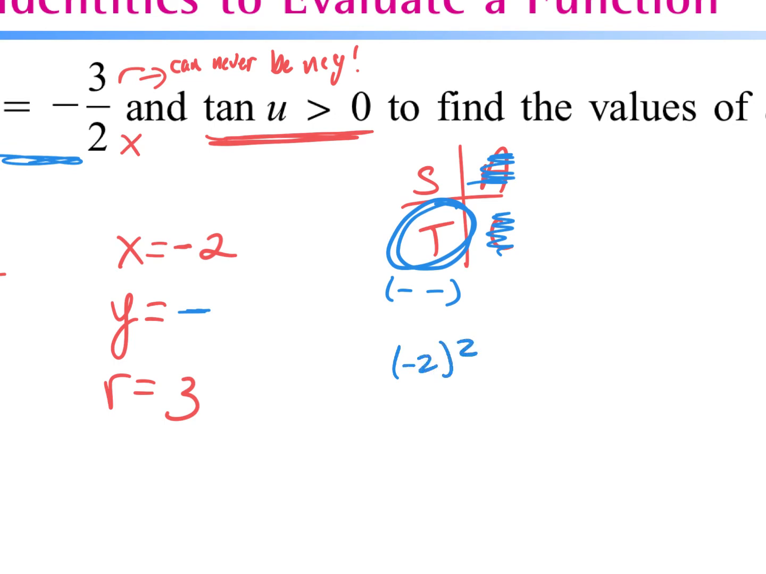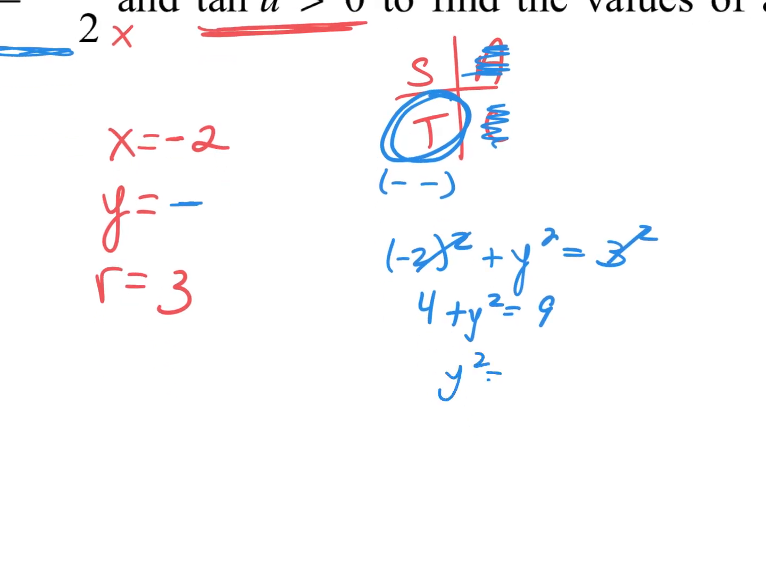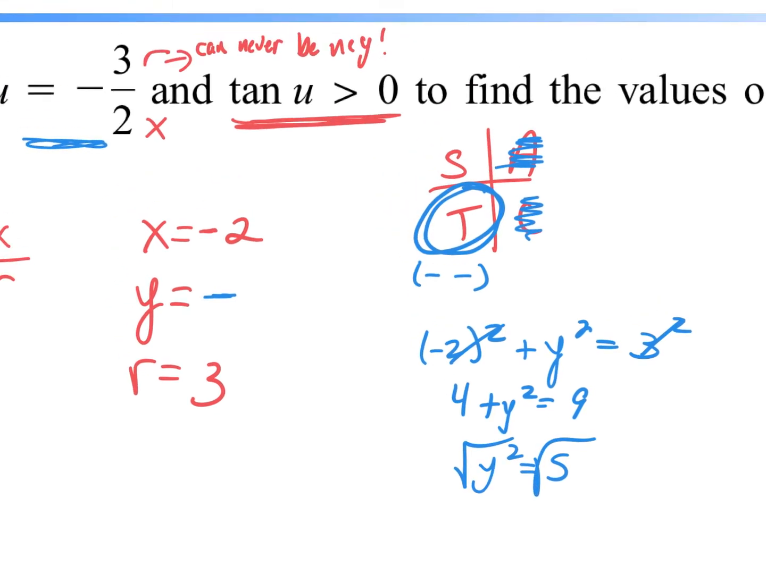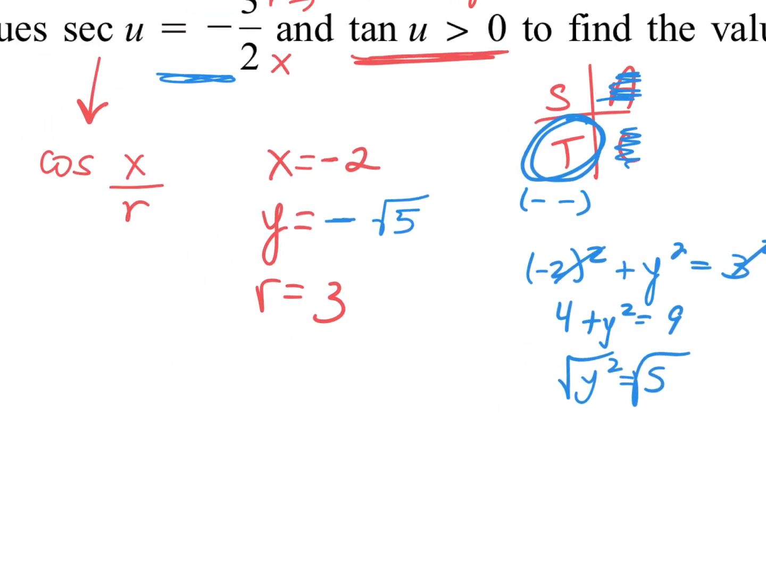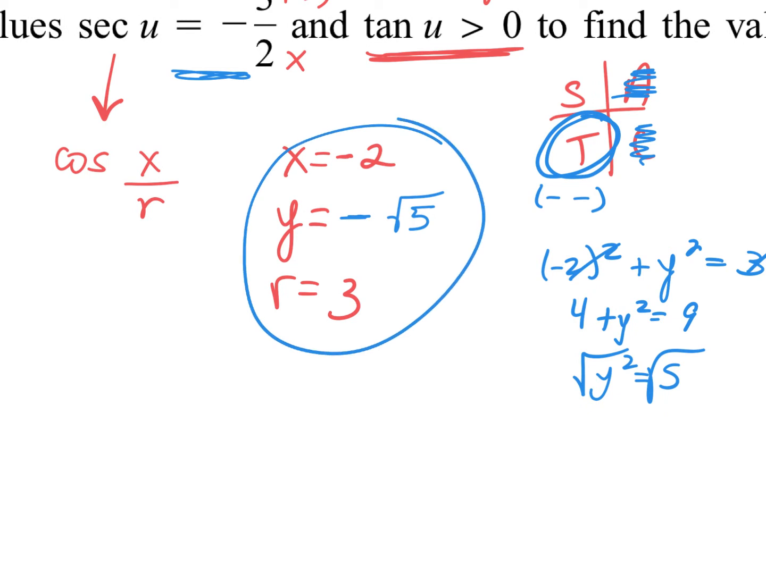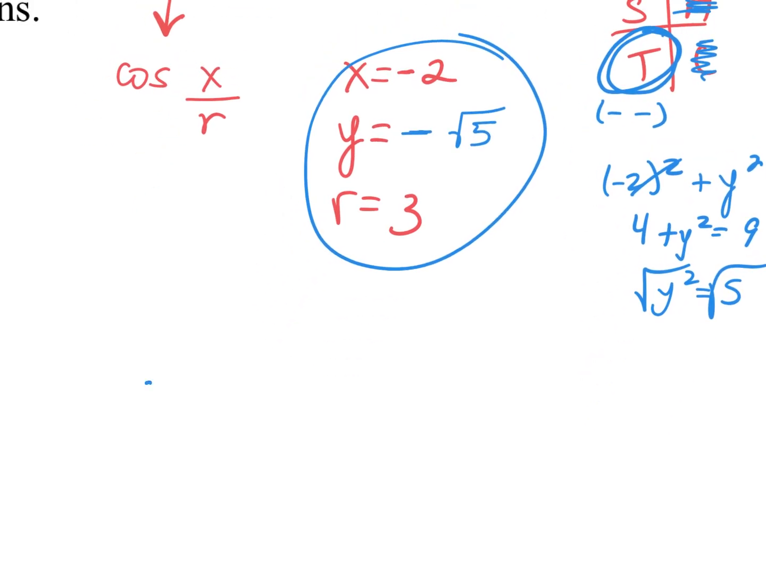So I have negative 2 squared plus y squared equals 3 squared, right? So 4 plus y squared equals 9. Y squared equals 5. Agreed? Take the square root. And so my y is negative square root of 5. If you didn't use that second piece of information, that tangent was greater than 0, you might have missed that and put positive root 5. And now that we have this stuff, guys, it's super easy to figure out all of your trig functions, right?